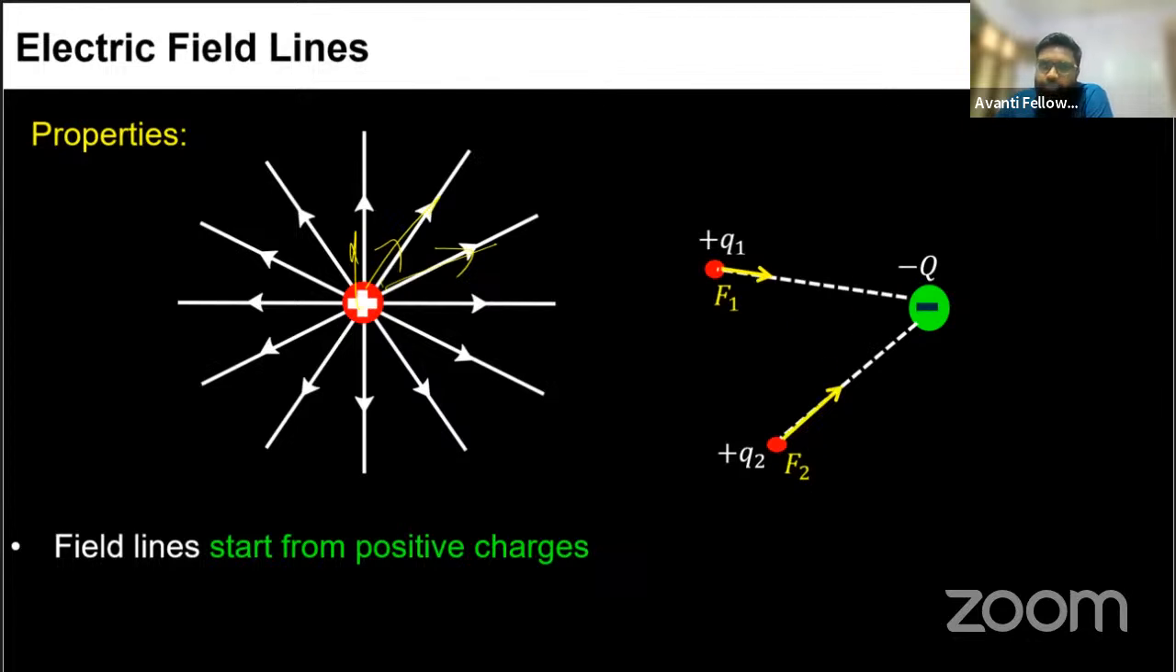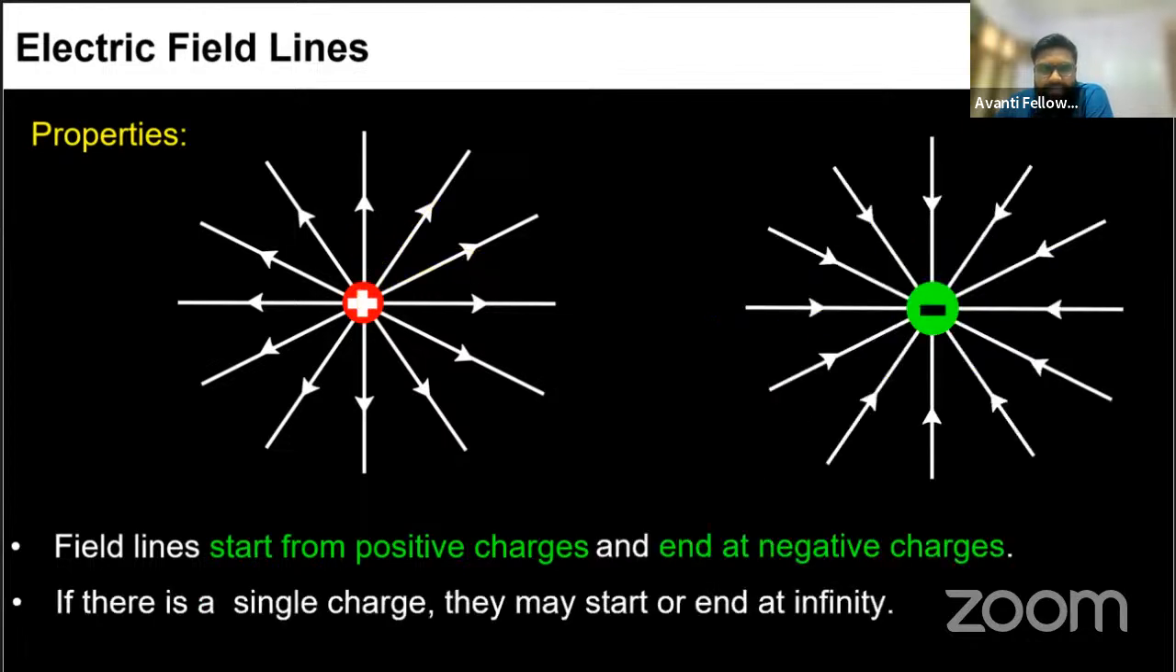Both are attractive. You can say that the minus Q charge is attracting these positive charges, or these positive charges are attracting this negative charge, vice versa. So in the same way, the negative charge is having a radially inward electric field. So this is the convention that we have taken.